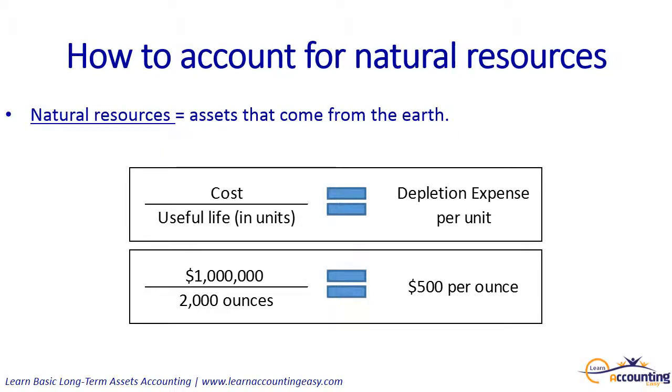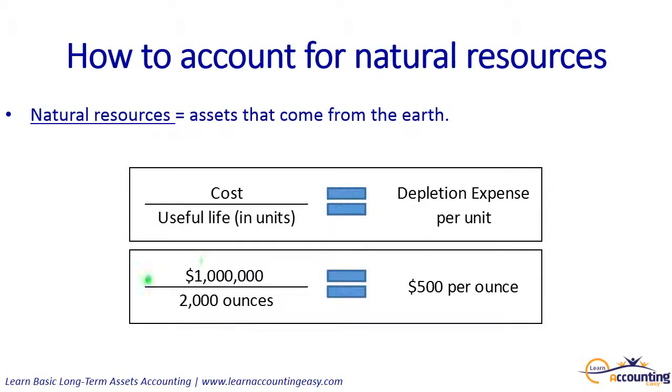Here we can see the very simple equation that we use to calculate depletion expense per unit. And all we have to do is start off with our initial cost and then divide that by its useful life in units, so not in years. And if we do that, we get depletion expense per unit.